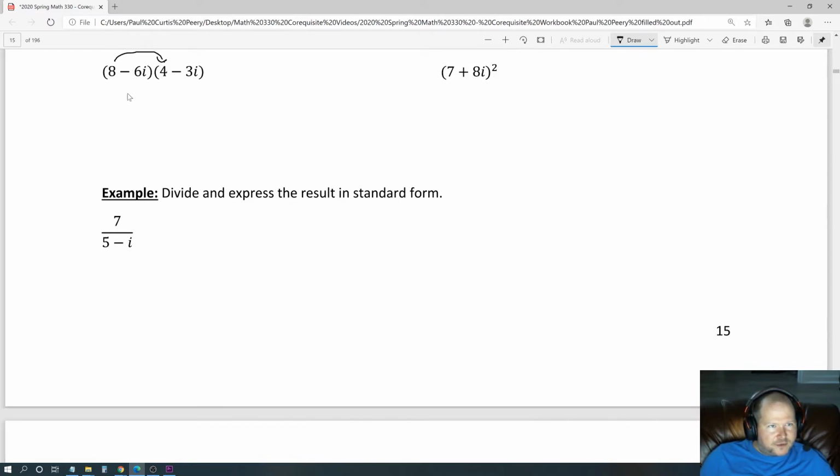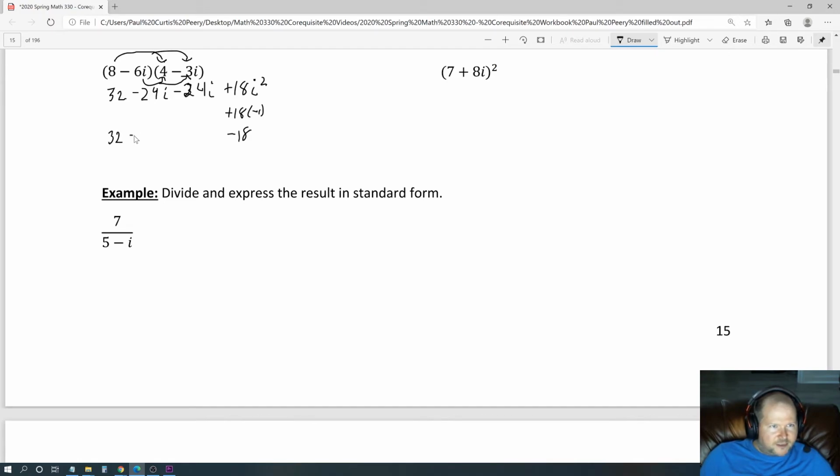So now we say 8 times 4 is 32. 8 times -3i is -24i. -6i times 4 is -24i. We say -6i times a -3i. And we would say -3 times -6 is a positive 18. And we say i times i is i squared. And just like I said before, when you substitute this in, the i squared turns into a -1. -1 times positive 18 turns into a -18.